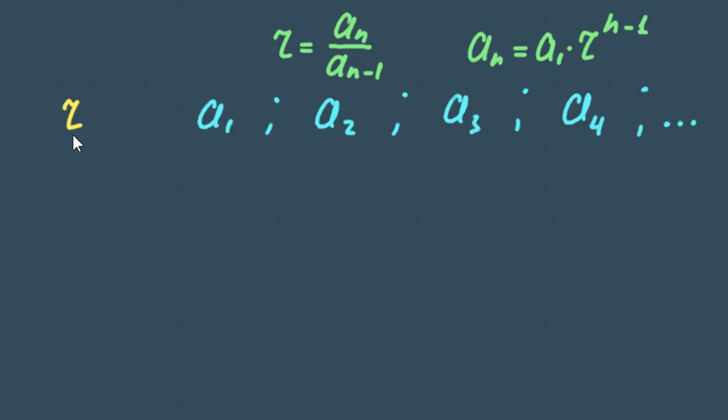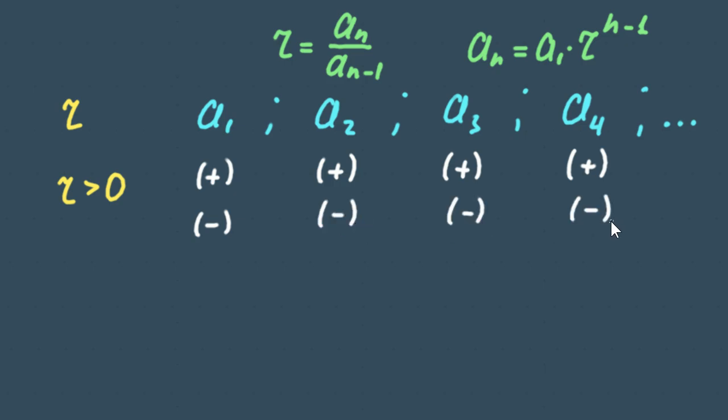If the number r is a positive number, then all the terms of the geometric progression will be either positive numbers or negative numbers. Everything will depend on the first term of the geometric progression. If this number is positive, then when multiplying a positive number by a positive number, we will always get positive numbers. If this number is negative, then when multiplying a negative number by a positive number, we will always get negative numbers.